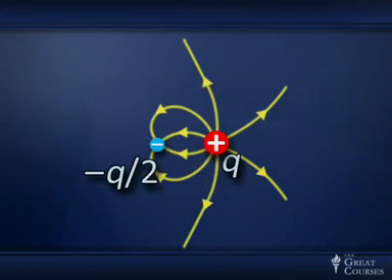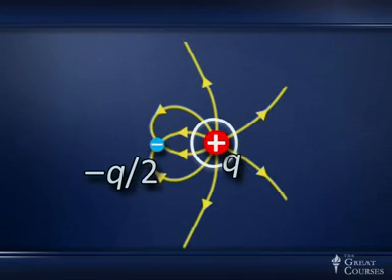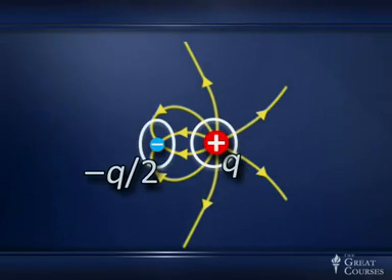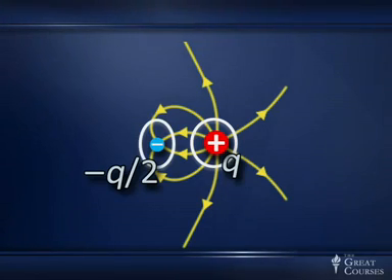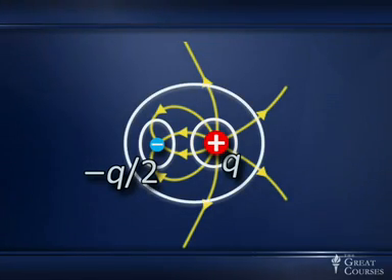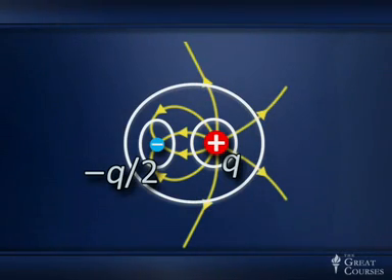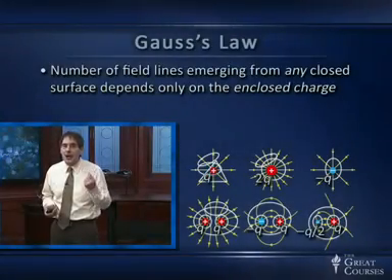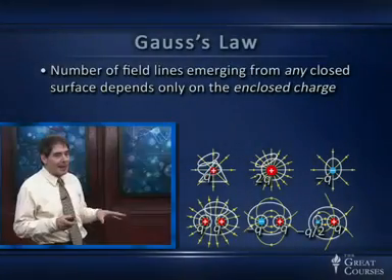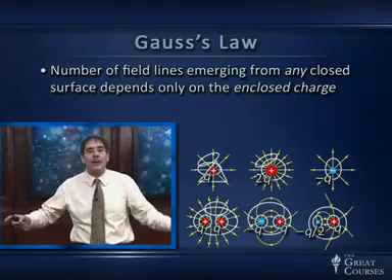And finally, for these opposite but unequal charges, there's a charge Q, you got 8 field lines going out. There's a charge minus Q over 2, you got 4 field lines going in. It all makes sense. Draw one around the whole system, and you've got 4 field lines going out. All of these reflect a very simple fact. The simple fact is that the number of field lines that emerge from any closed surface depends only on the enclosed charge.